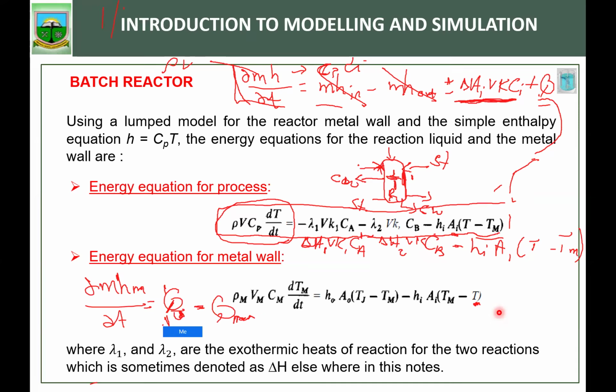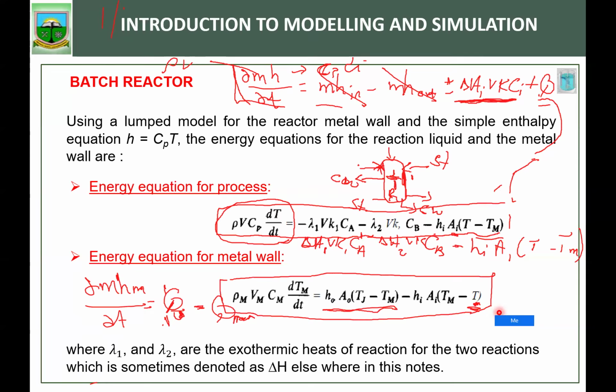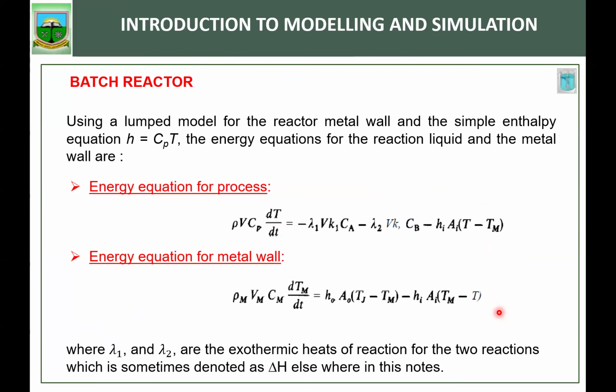And this one here, the first one is this term. So it's going to be equal to what? The heat coefficient times the area into bracket temperature of the jacket, the steam, minus the temperature of the metal, minus the heat of the reaction, the reactor, times the area, times the temperature of the metal minus the temperature inside the reactor. So with this one, you can predict the temperature of the metal. So you can just divide through by this, and it will be well simplified. All right.